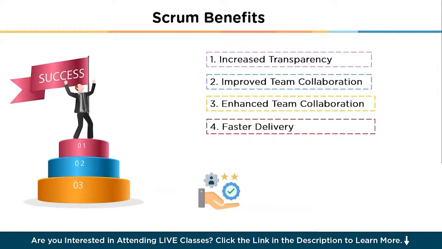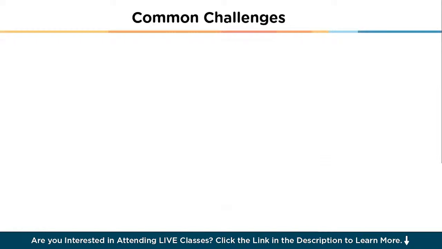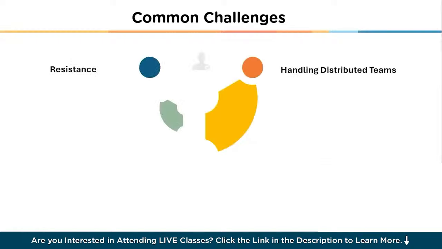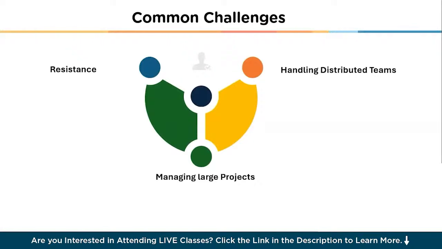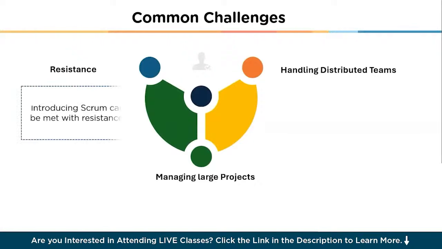Now let us discuss some of the common challenges of following the Scrum methodology. We all know that Scrum offers many benefits, but it also comes with its own set of challenges. Here are some of the common issues teams may face. The first one is resistance to change. Introducing Scrum can be met with resistance, especially in organizations accustomed to traditional project management methods. To overcome this resistance, it's important to provide education and training on Scrum principles and practices. Involving team members and stakeholders in the transition process and highlighting the benefits of Scrum can also help build support.